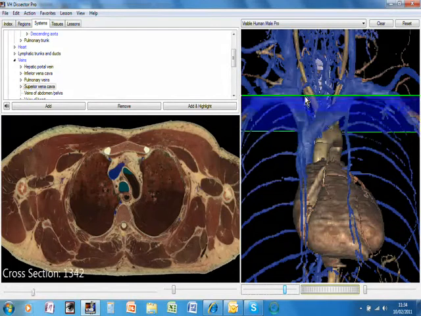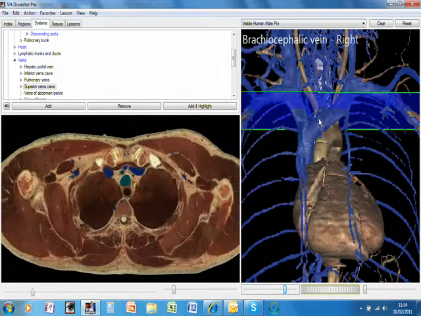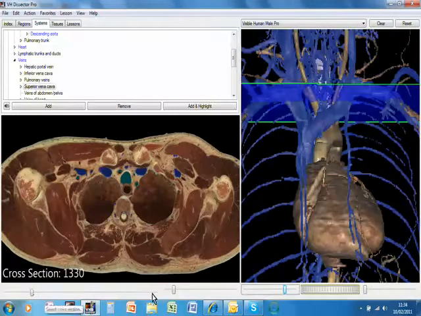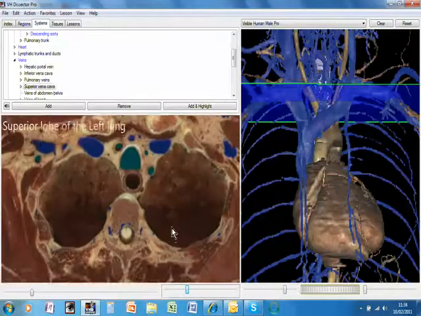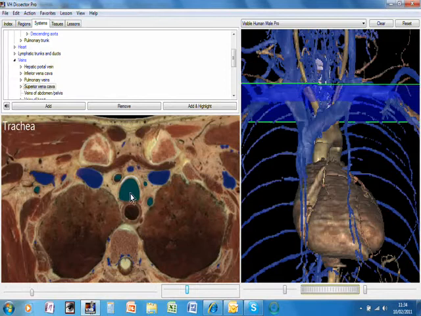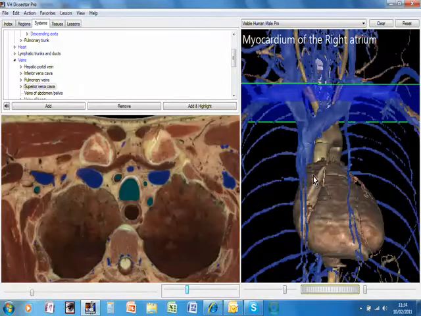There are two major vessels, two major veins that form the superior vena cava, or the SVC. And you can see them at this level here. I'm going to scale up this cross-section. Here are the lungs, here's the esophagus, here's the trachea, and here are the two profiles of the brachiocephalic veins. The left brachiocephalic vein and the right brachiocephalic vein unite to form the SVC, which empties into the right atrium.